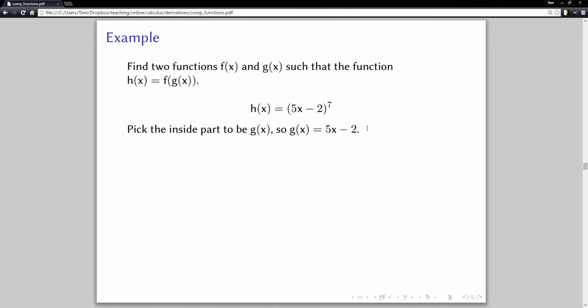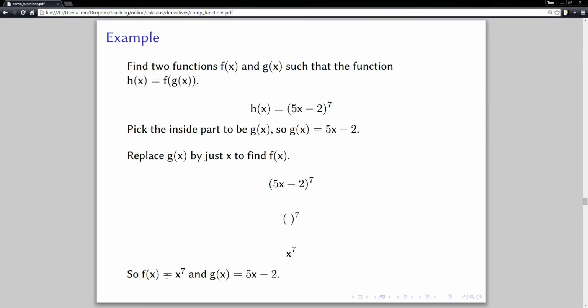All right, so g of x is equal to 5x minus 2. Next, we want to figure out what f of x would be, and it's essentially the reverse of the first few examples that we looked at. Start with the end result right here, and we've already picked g of x to be the entire inside part. So think about just popping that out: I pop out the 5x minus 2, and I have a blank in there. Then just replace wherever you popped it out with an x. So this function would be f, x to the 7th. So f of x equals x to the 7th, and g of x is equal to 5x minus 2.